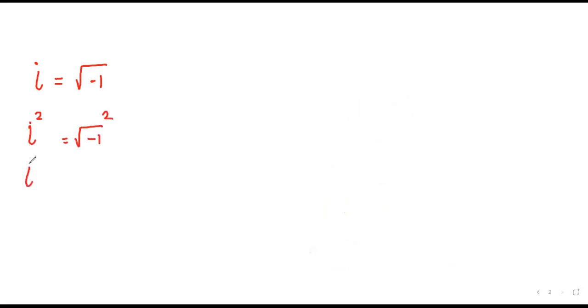So i squared, and as I explained, the square root of negative 1, because this square root is raised to the power of 2, we'll write negative 1. So as you know that the square root of negative 1 is i, and i squared equals negative 1.